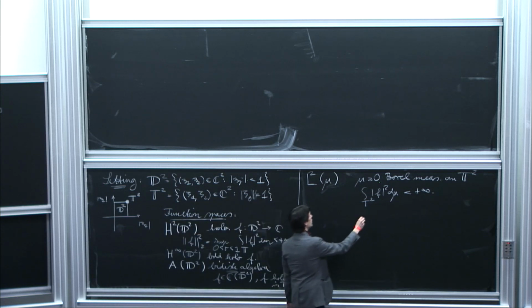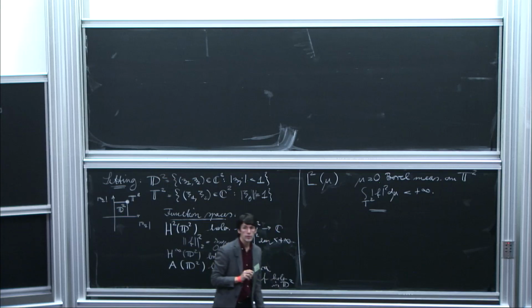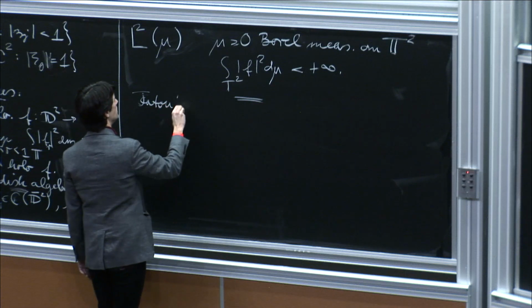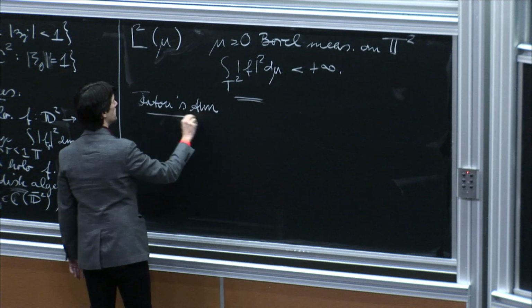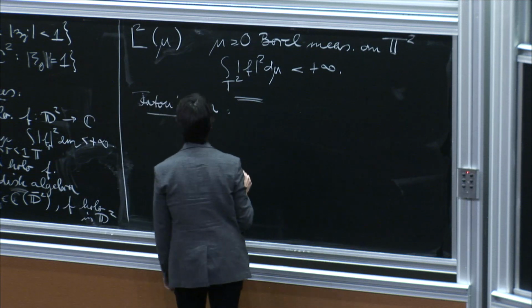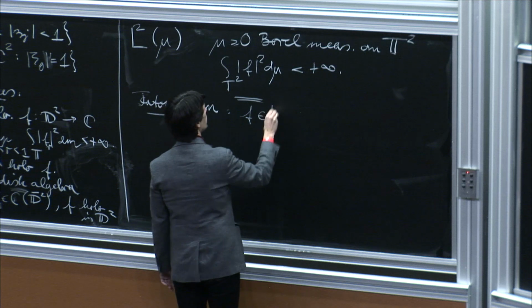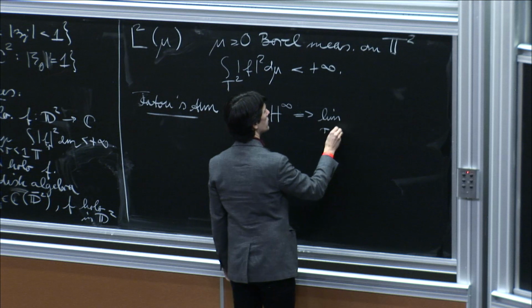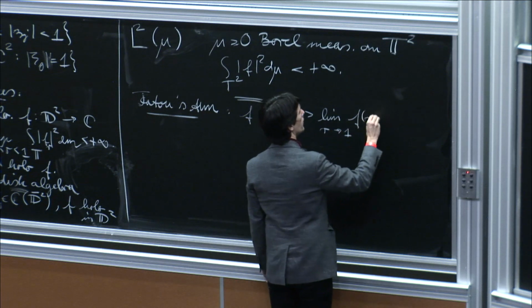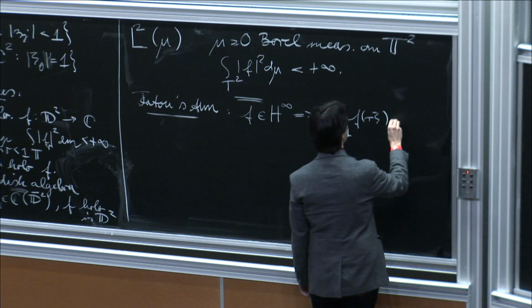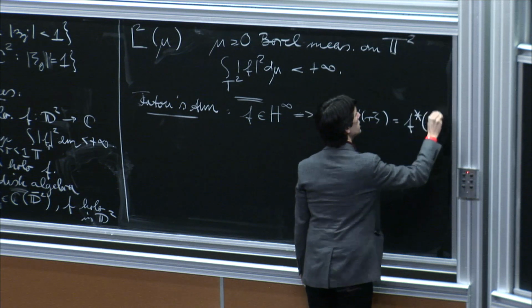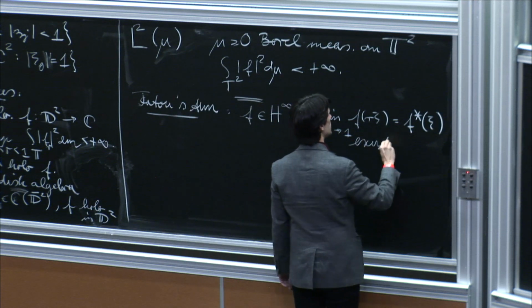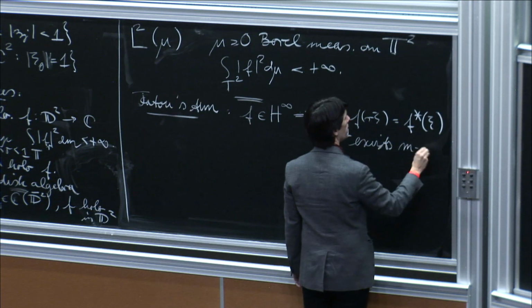Okay, so now that we've set down the notation, let me recall Fatou's theorem for polydisks, which says that one version of it is that if f is in H infinity, that implies that the limit, as r tends to 1, of f of r zeta, which I shall denote by f star of zeta, exists Lebesgue almost everywhere.